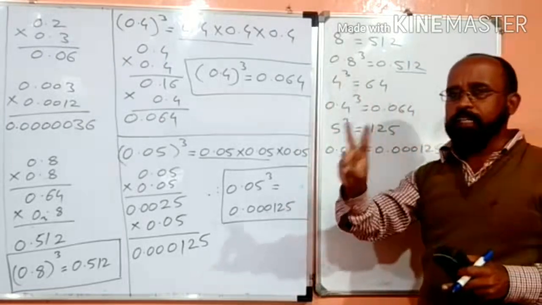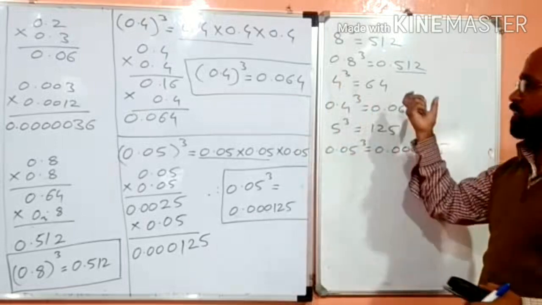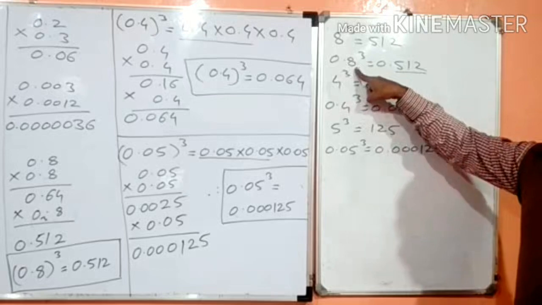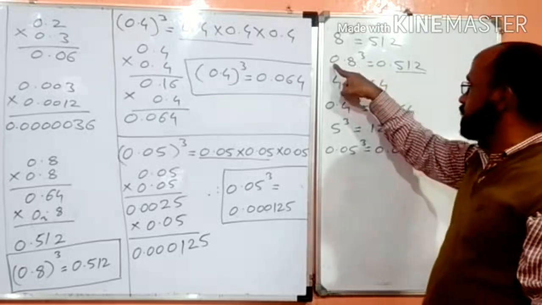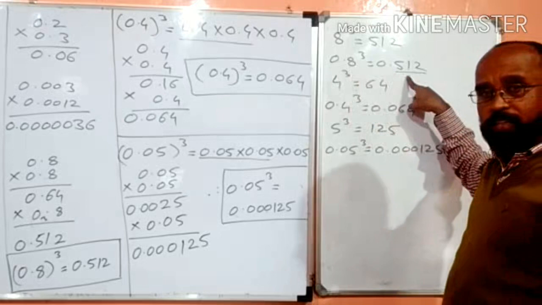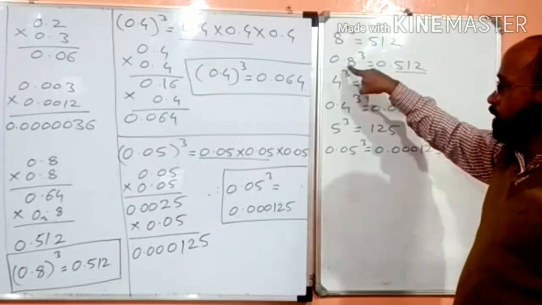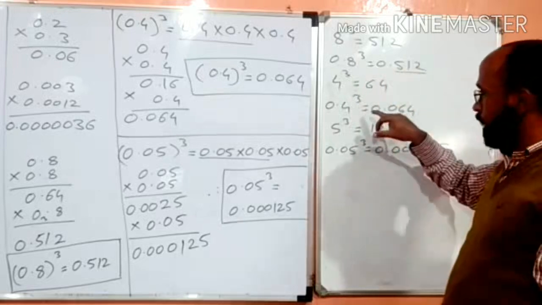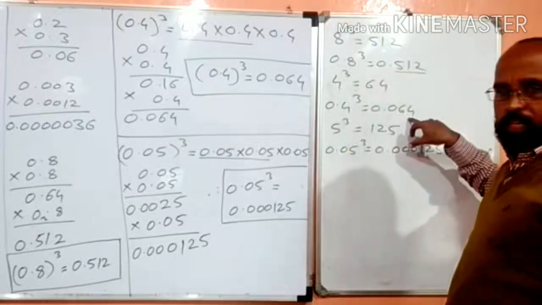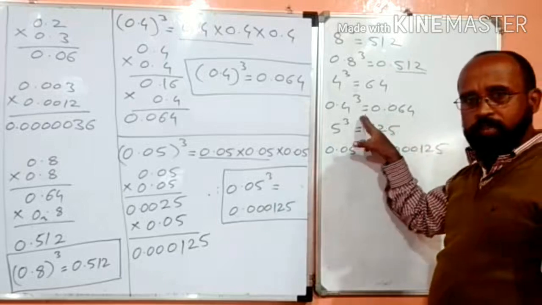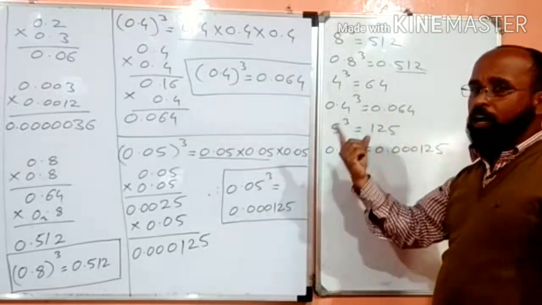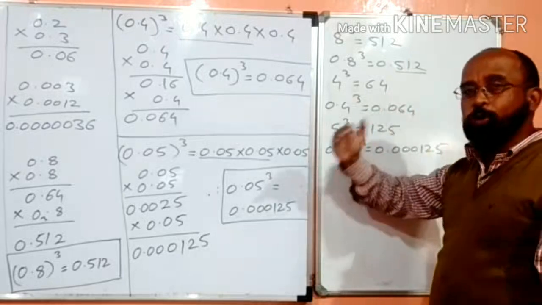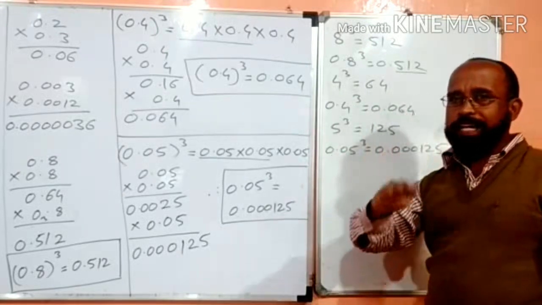Second thing, let us observe the pattern between the decimal digits. In the question 0.8, how many decimal digits are there? There is 1 decimal digit. And in the answer, there are 3 decimal digits. Let us verify in the next answer. 0.4 has 1 decimal digit, and the answer has 3. So the decimal digits are getting tripled.